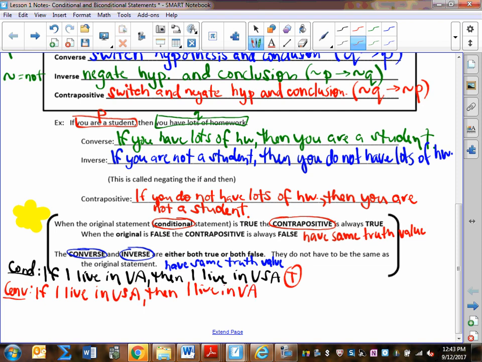Is that true? No, not necessarily. Why not? You could live in Wyoming. Yeah, you could live in Wyoming, so you could be in the USA and be in one of the other 49 states.